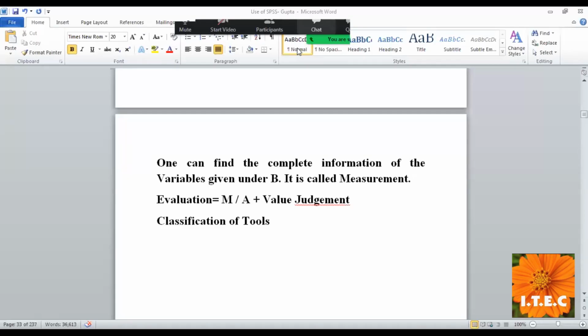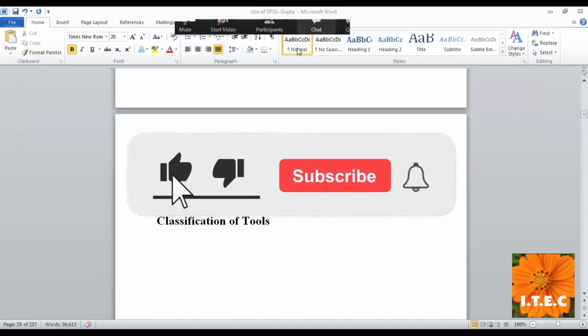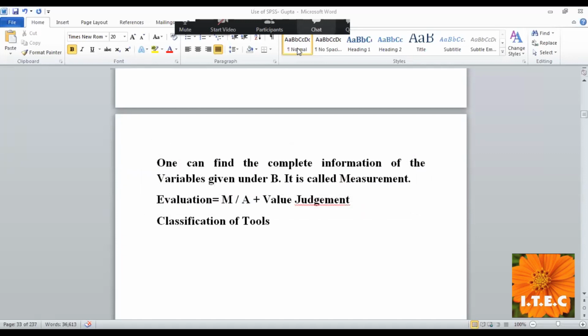Is 5%, not more than 5%, but less you can have. One is 1% error or less than 1% error, no problem, but you cannot have more than 5% error.